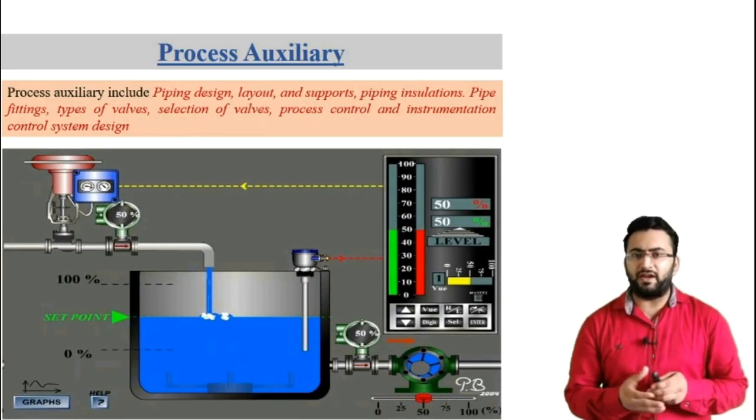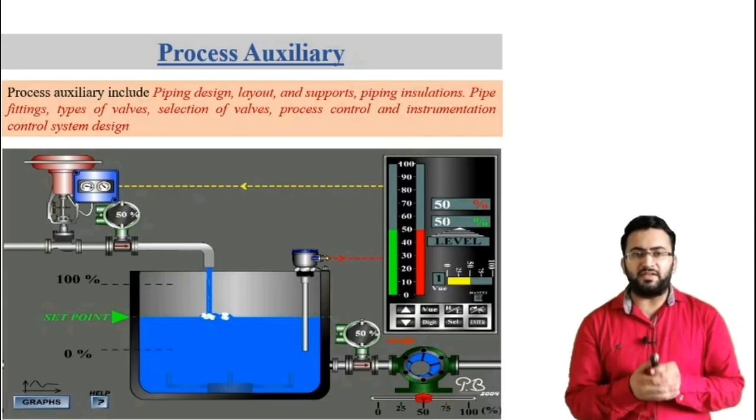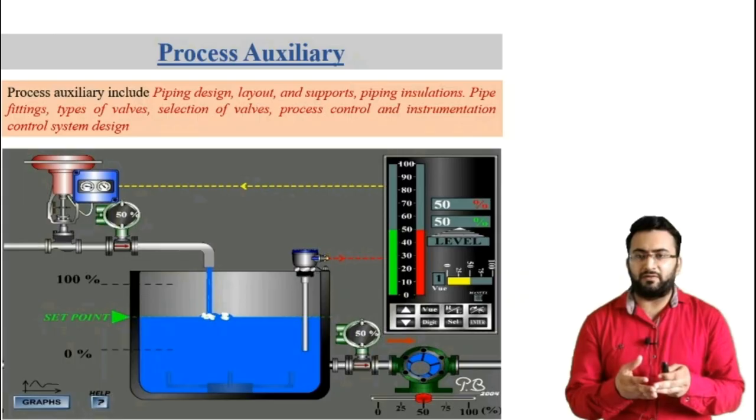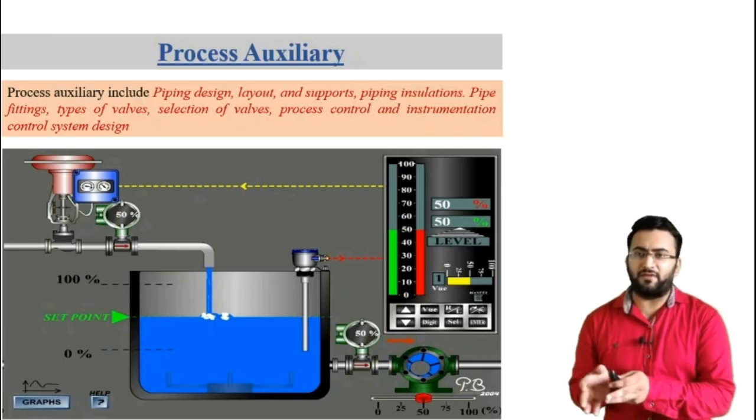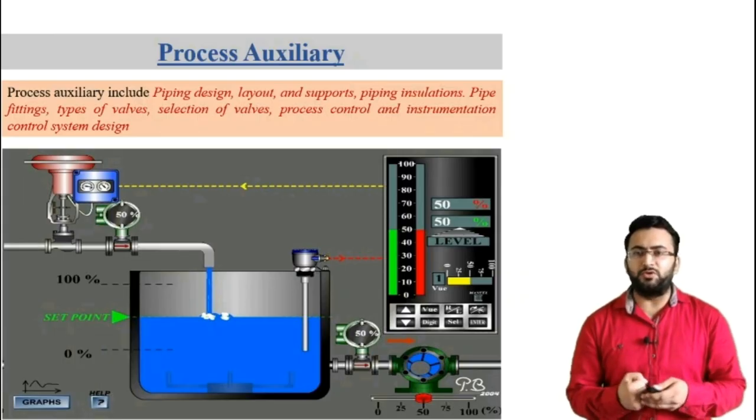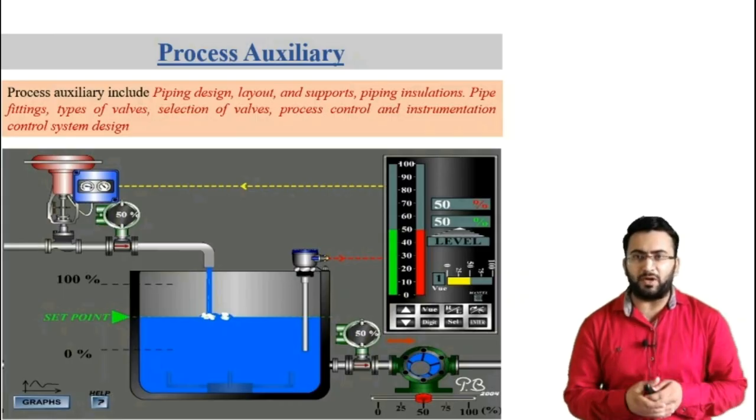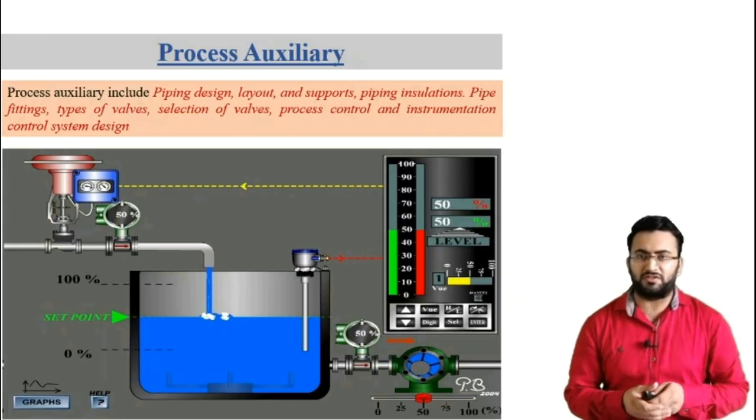Process control and instrumentation control system design are also considered in process auxiliary. So the basic requirement of any plant, such a type of equipment which is mostly and commonly used in a chemical plant, is known as process auxiliary.